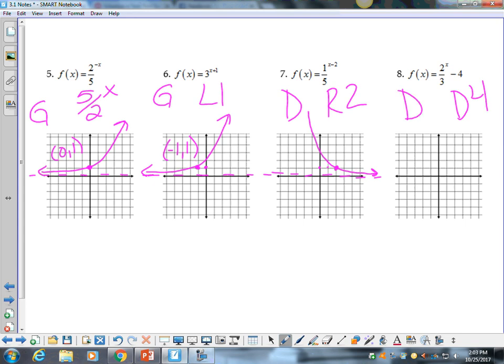Decay and down 4. Okay, so start here, and I'm going down 4. 1, 2, 3, 4. All right, ladies and gentlemen, where's your asymptote? One below that one. And I'm decay. Decay starts high.